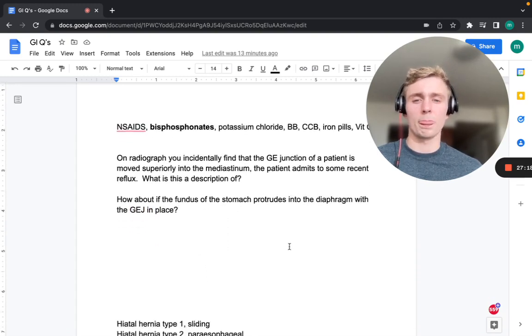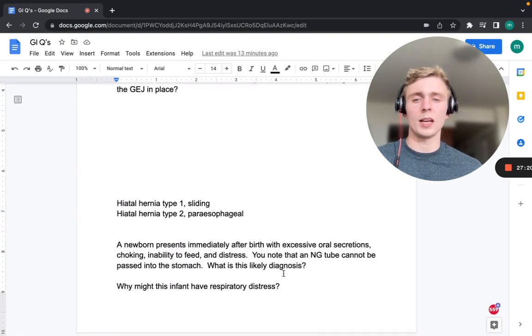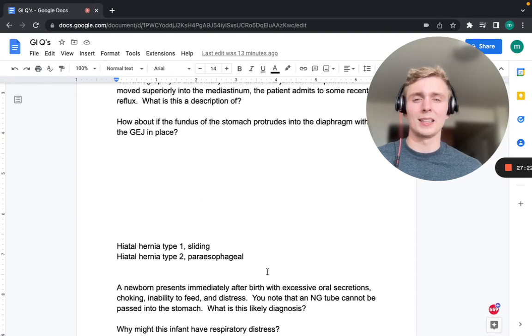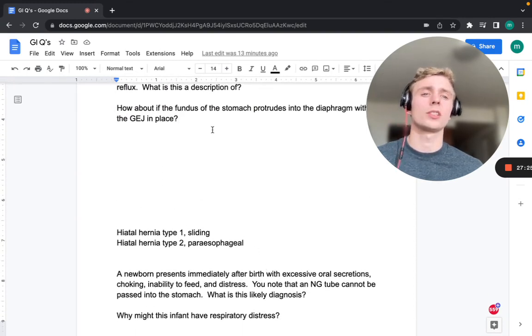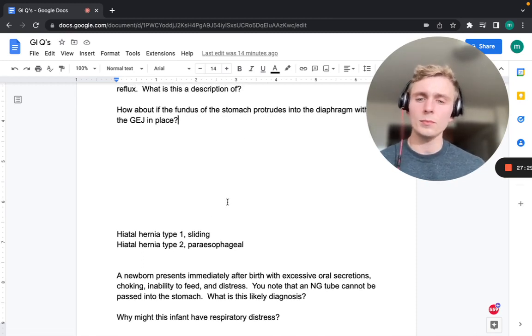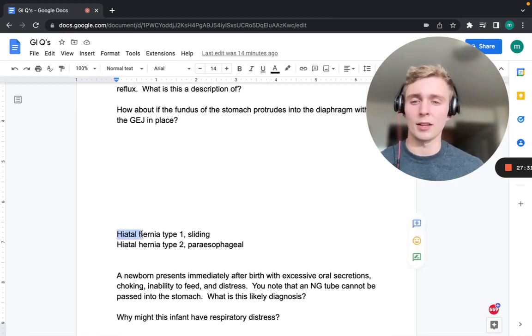So this is going to be hiatal hernia, type 1 sliding. Sliding is just when the GE junction kind of slides up through the hiatus. And then paraesophageal is the second one, where we have the stomach protrude through into the diaphragm and the GE junction remains in place.